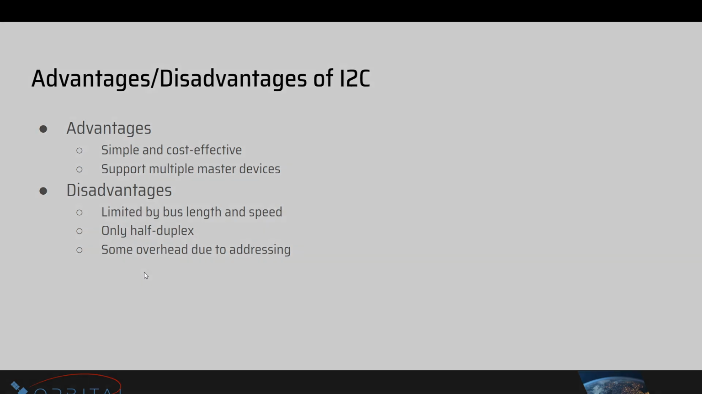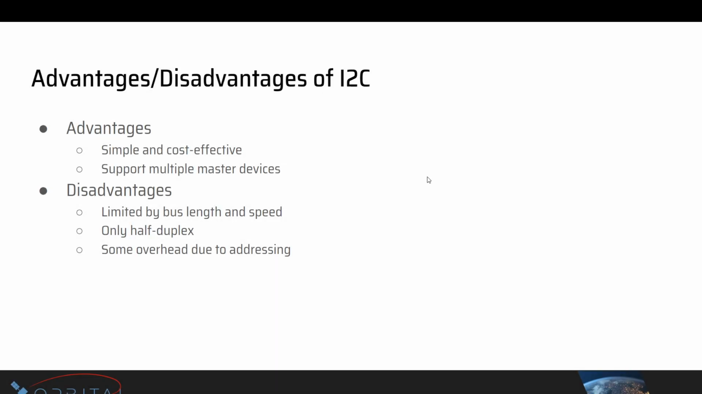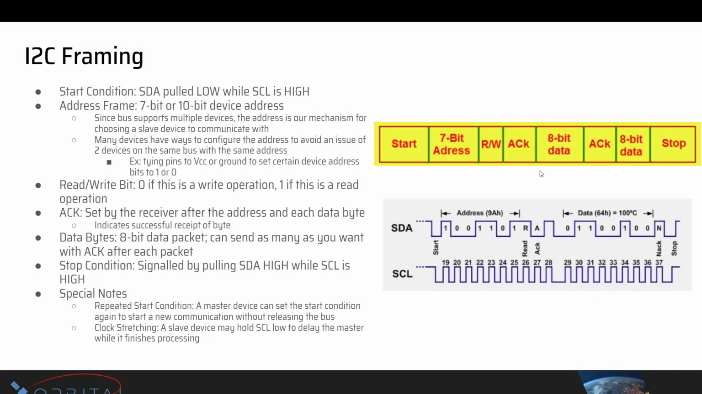And also, because you have to send the address first, there's a lot of overhead. So if I only want to send 8 bits of actual data, there are all these extra bits I have to add just to send those 8 bits. So that's what overhead is. It's extra bits that you don't really want to send, but you have to.